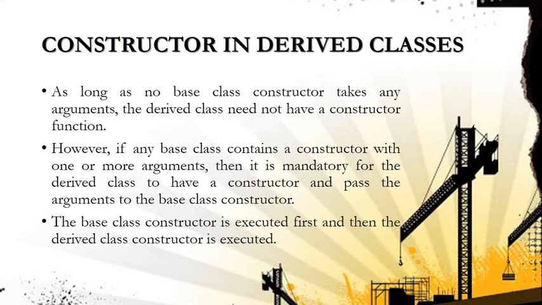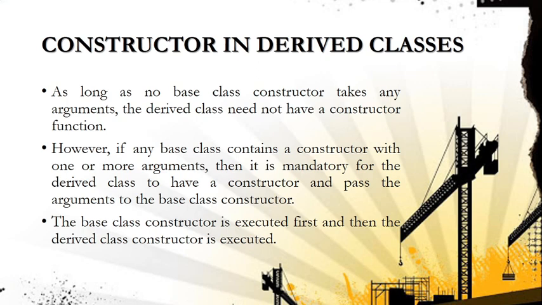However, if any base class contains a constructor with one or more arguments, then it is mandatory for a derived class to have a constructor and pass the arguments to the base class constructor. That means a base class constructor's values cannot be defined automatically or from the main function. You can't do that. A base class's constructor values will be given only by a derived class's constructor. That's the reason we have a topic called constructor in derived classes.